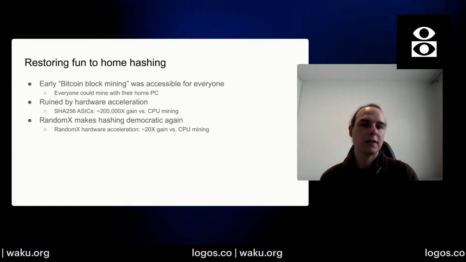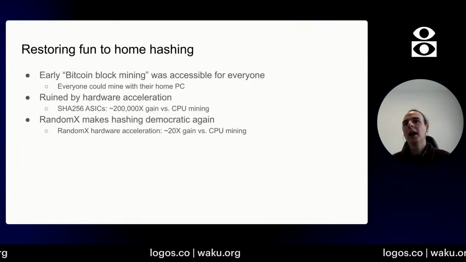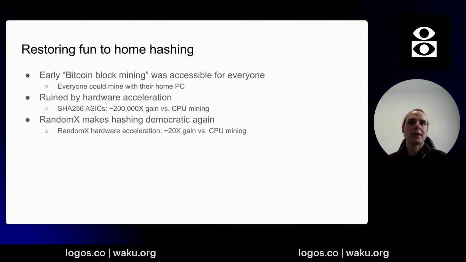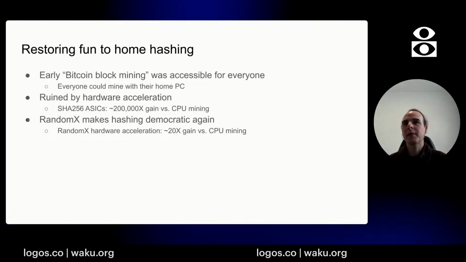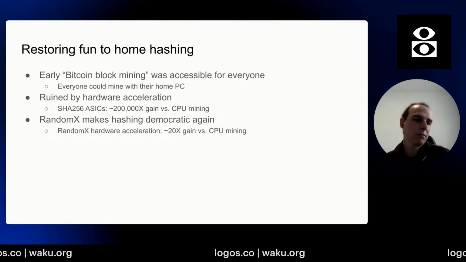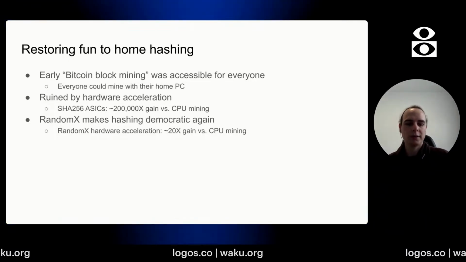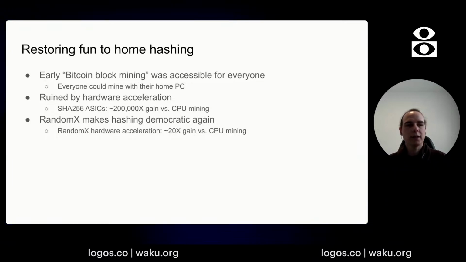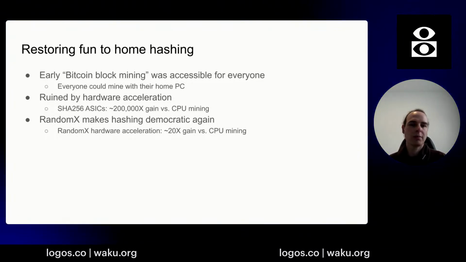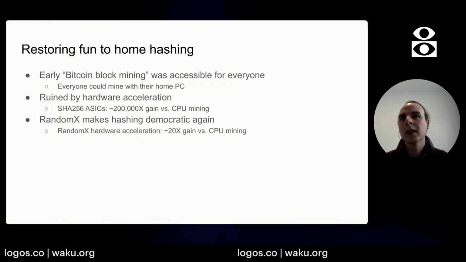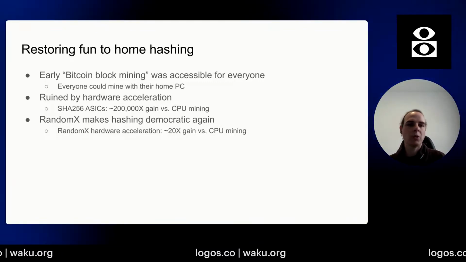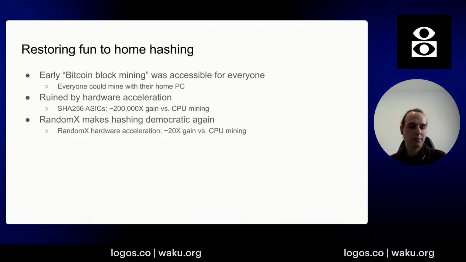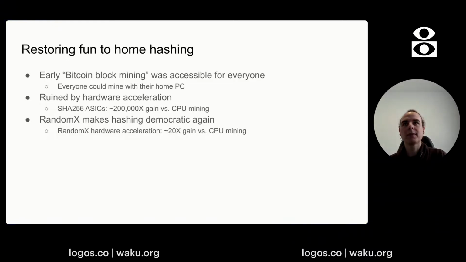So SHA-256, the Bitcoin hashing function, can be accelerated up to 200,000 times with ASICs, for example. And this makes your home computer no good for participating and getting tokens, right? But with recent, newer secure hash functions that are built to be proper VDFs, you can actually use your CPU again. So Monero has RandomX, which is pretty good. And so we can have fun with this again.